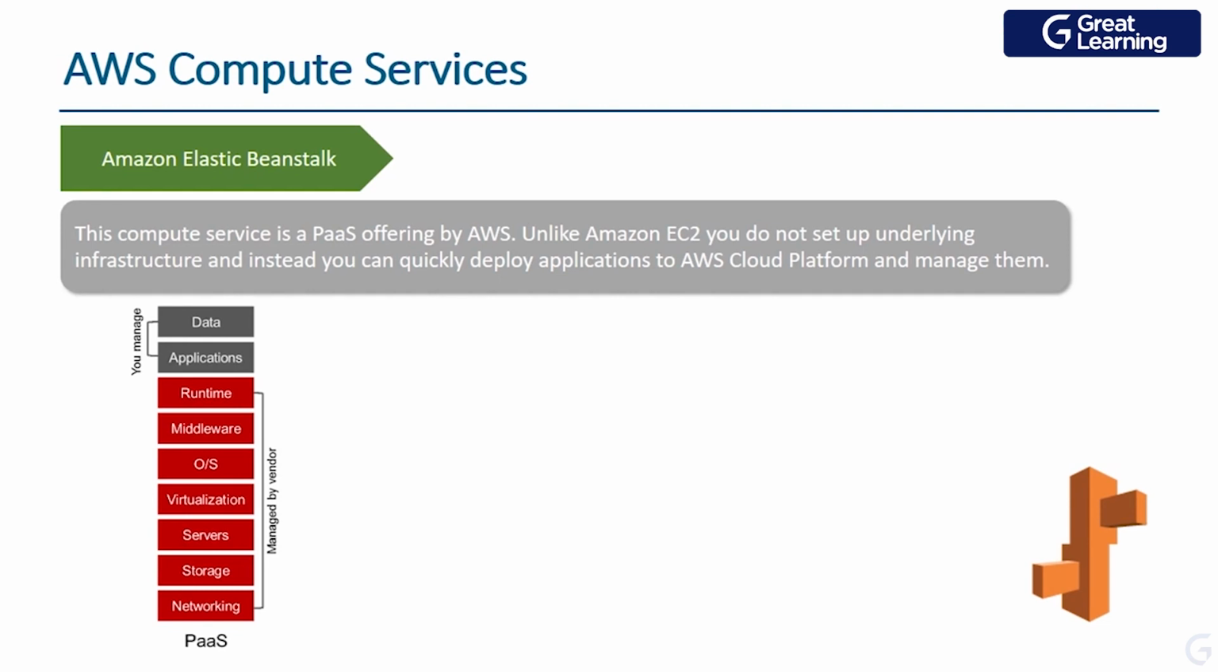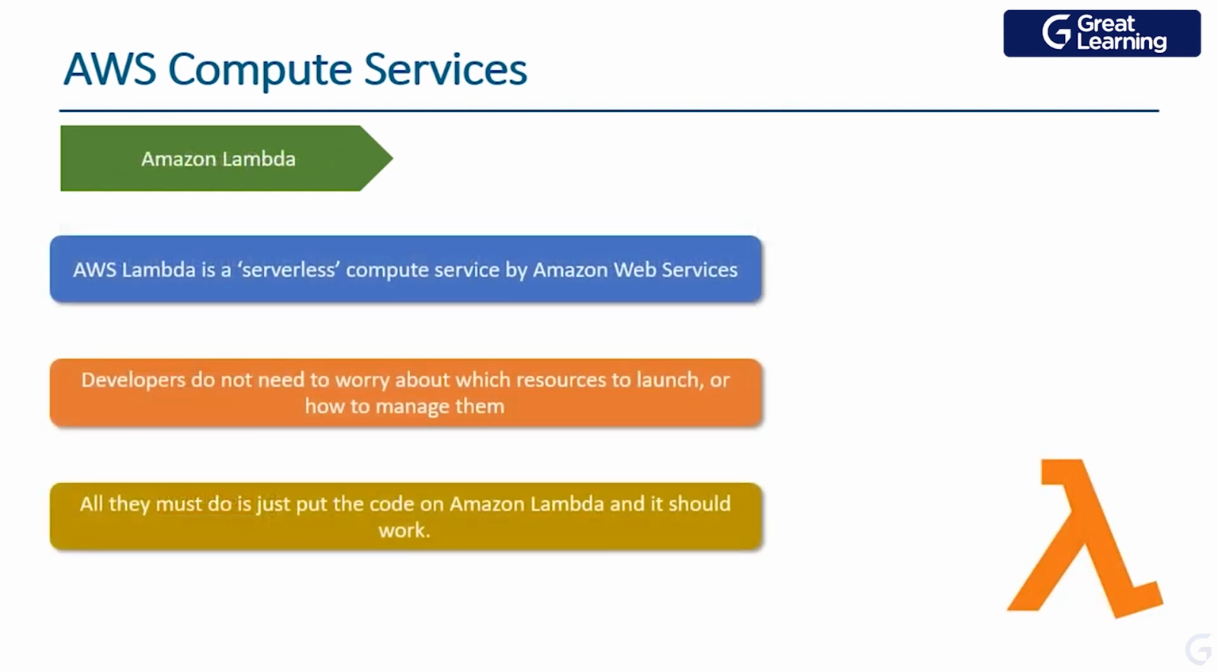Let us go ahead and talk about the other service. The next service that we have here is Amazon Lambda. Amazon Lambda is a serverless compute service that Amazon Web Services has to offer to us. When I say a serverless compute service, it basically takes load off the developers to a very great extent when you talk about the configuring part. Here you do not have to worry about resources.